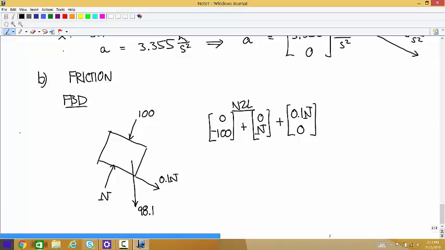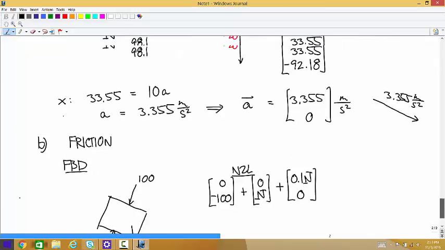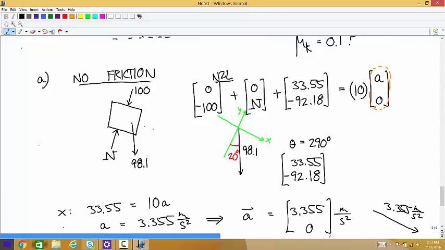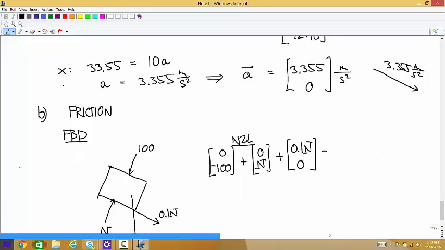And then we have the weight force. Well, the weight force is the same as it was before, so I'm just going to enter that in. Friction doesn't affect the weight of this object. So plus 33.55, negative 92.18. And all that is equal to the mass times the acceleration.